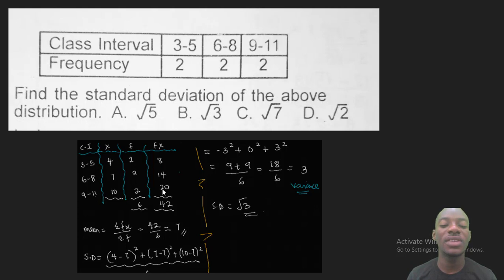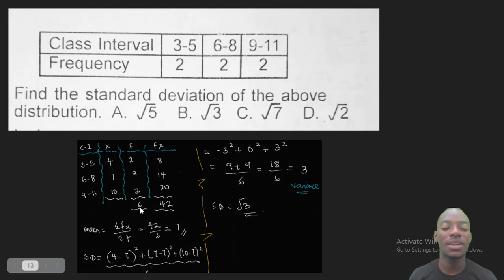Summation fx is therefore the total of fx, 8 plus 14 plus 20, which is 42. So summation fx is 42 over summation f is 6. 42 over 6 is actually 7. So the mean is simply 7. But you have not finished. So you have to now remove the mean from each one. It will now become 4, because the class mark is 4. 4 minus 7 all squared, plus 7 minus 7 all squared, plus 10 minus 7 all squared, divided by the total number.